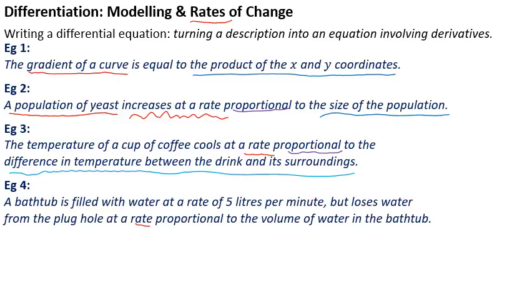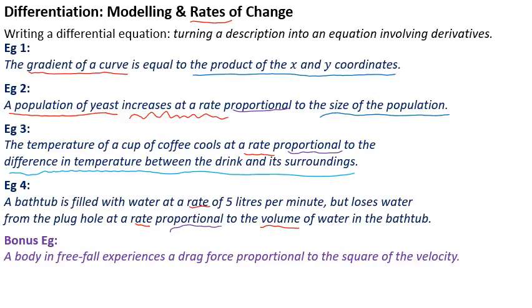The bathtub is filled with water at a certain rate, and it loses water at a certain rate. So it's the amount of water we're dealing with, which is the volume, and the rate at which it increases, well, that's just 5 litres per minute. So if that was the only thing going on, you just have dV by dt equals 5. But you've also got a decrease, and you've got to think about how we can incorporate the proportionality into that one as well. One final example as a bonus.